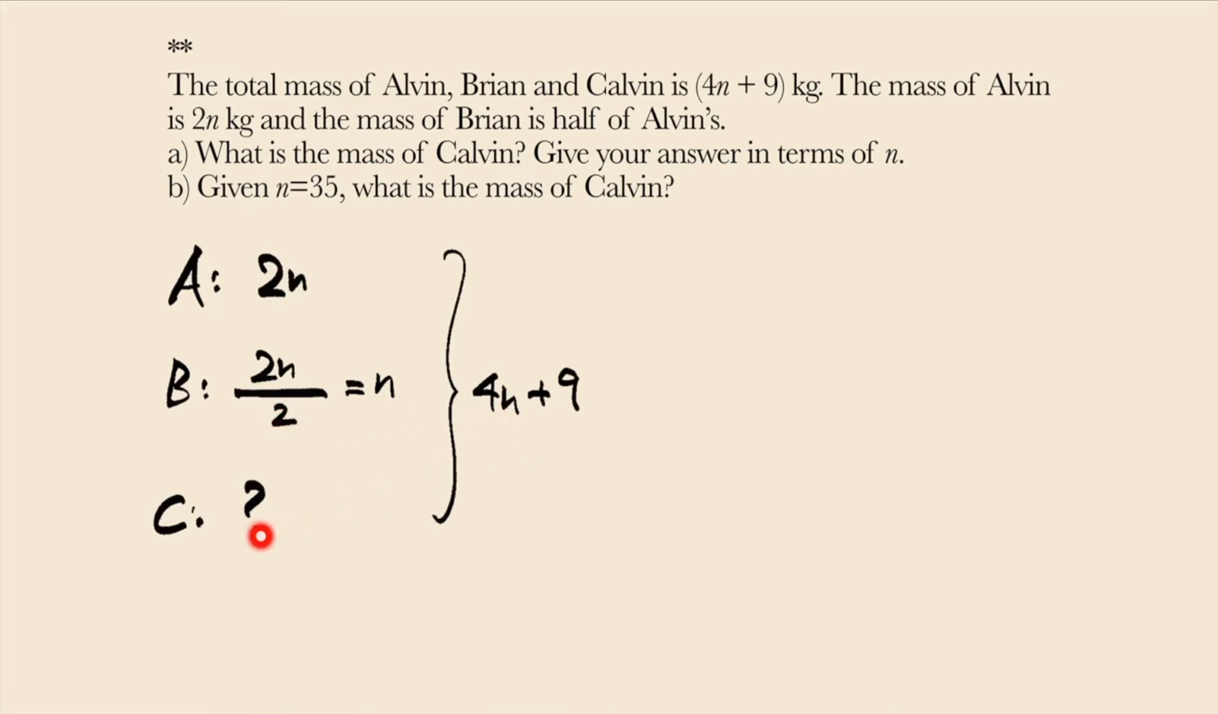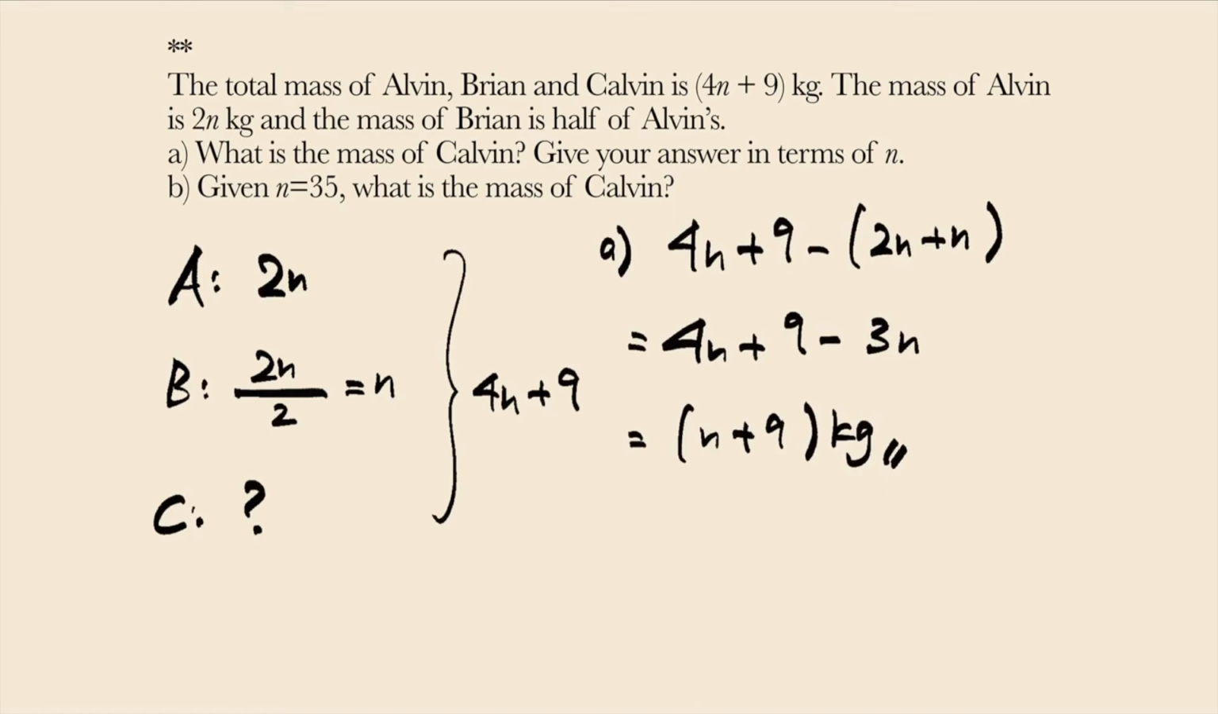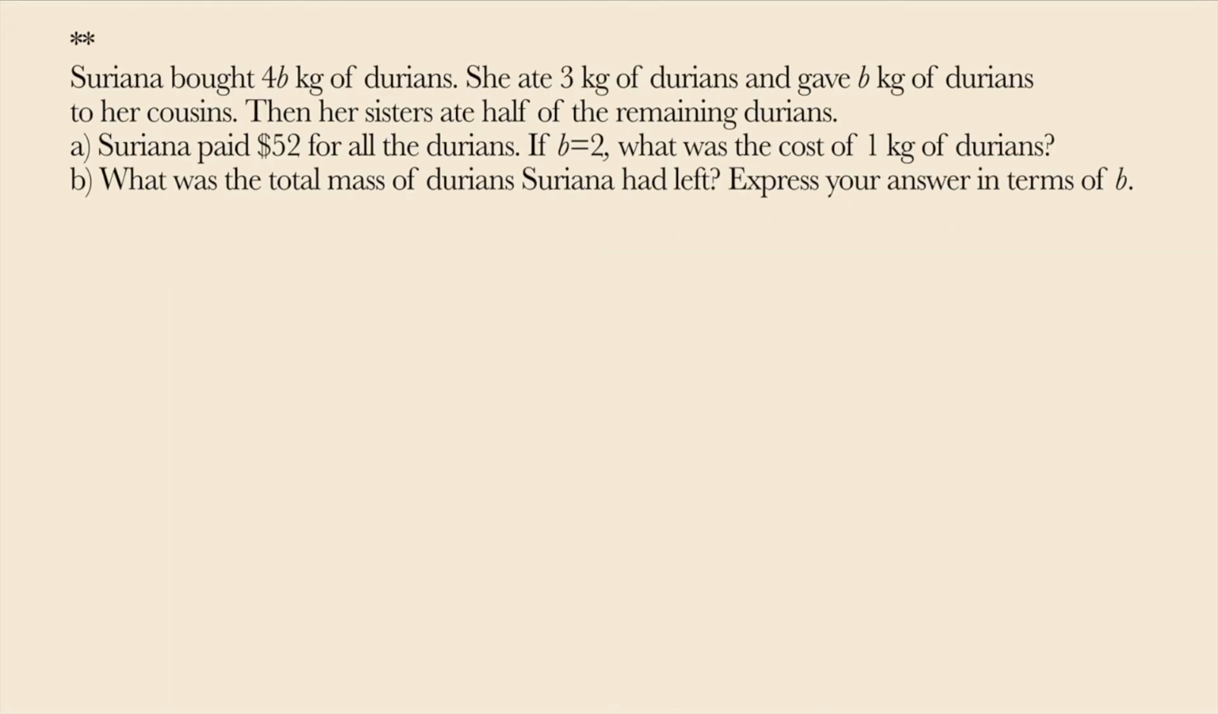So to find Kelvin's mass, we know that we have to take the total, subtract 2n, subtract n. And that's what we're going to do. Subtract 2n, subtract n, it's subtracting 3n in total. So that's going to be 4n minus 3n, which is n plus 9. Okay, what is the mass of Kelvin? Well, we have already found it in terms of n, so let's substitute n equals 35, and that gives us 44 kilograms.